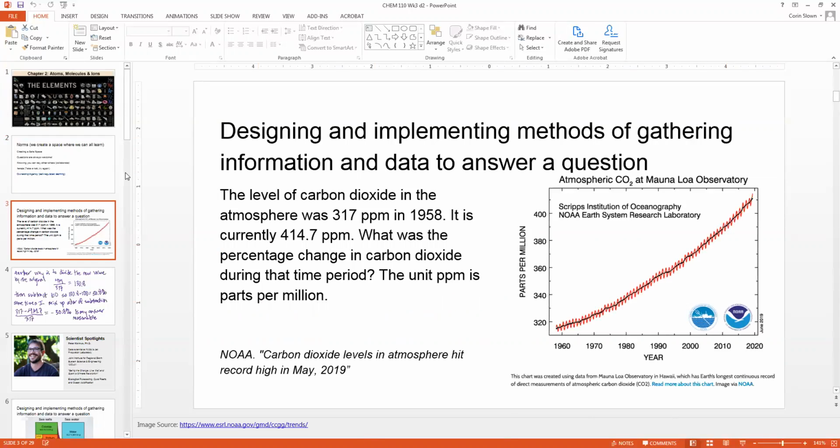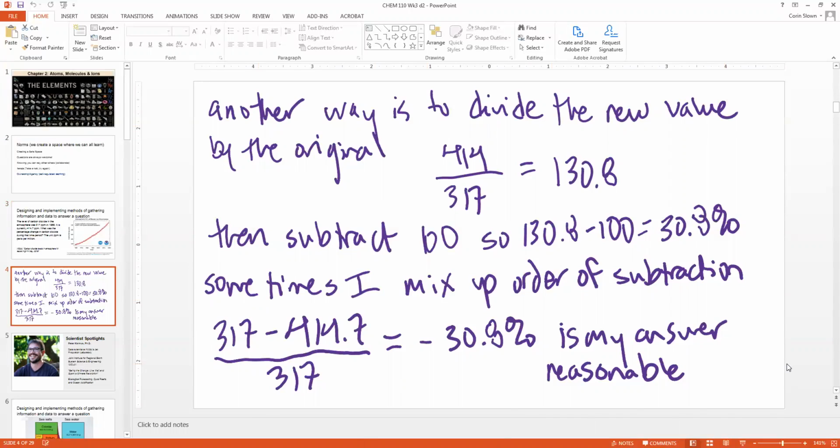So we talked about this warm-up problem last class, which was the level of carbon dioxide in the atmosphere. And I wanted to make sure that I was clear that there are multiple ways to solve this problem, but my point in sharing this problem was I really wanted you to think about what was reasonable. So here's another way that you can solve that problem. You just take your new value and divide it by the original. That's going to give you 130.8. So then we would have to subtract 100. So 130.8 minus 100 would also give us that positive 30.8%.